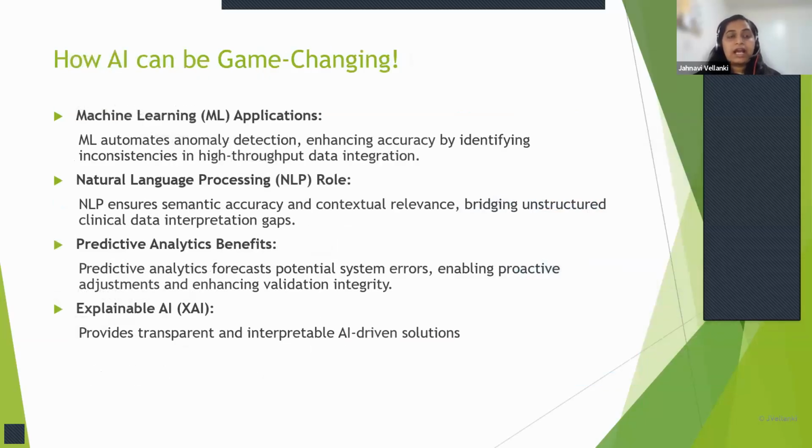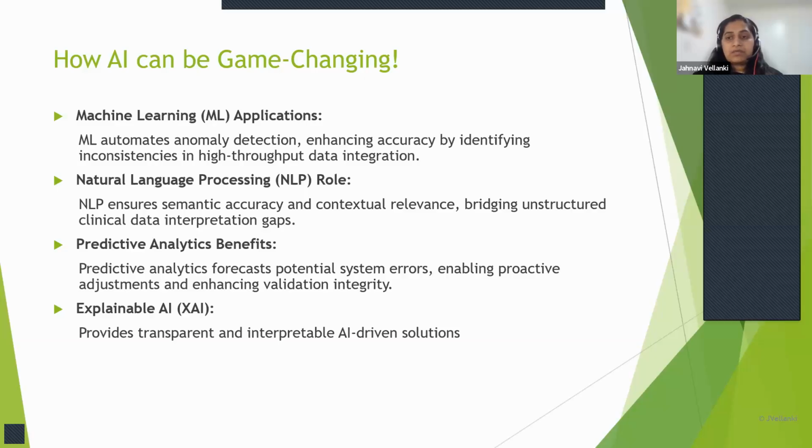So how can AI be game changing for us? The complexity and volume of new data generation can make it challenging to achieve with traditional validation methods. The current research has highlighted the extensive role played by artificial intelligence in addressing these problems. Validation processes are improved with AI techniques that include machine learning, natural language processing, predictive analytics, or explainable AI. These approaches work by automating error detection, ensuring data is correct and compliant, and keeping the process stringent and straightforward.